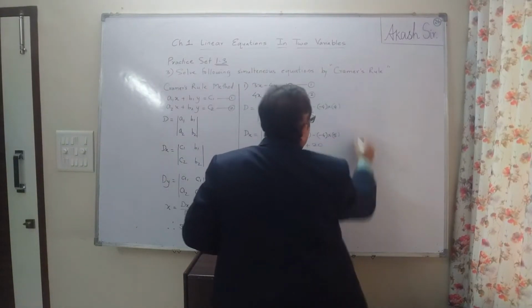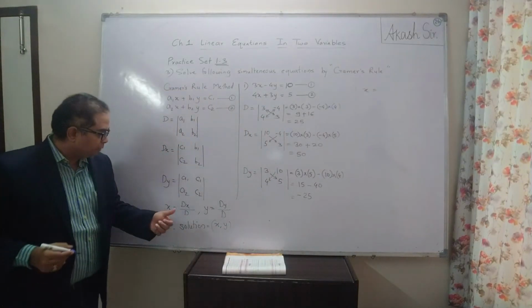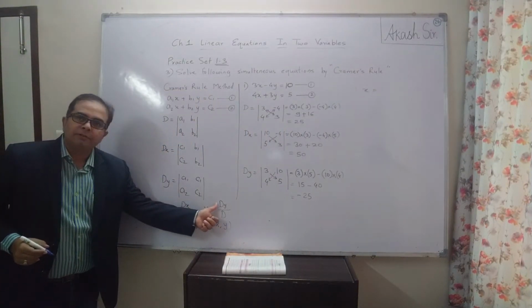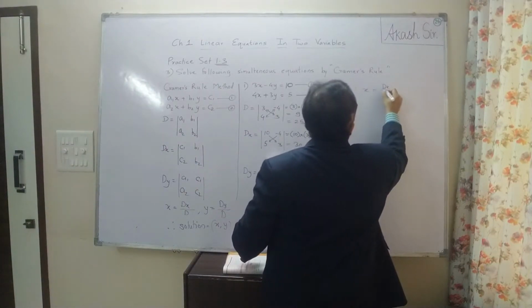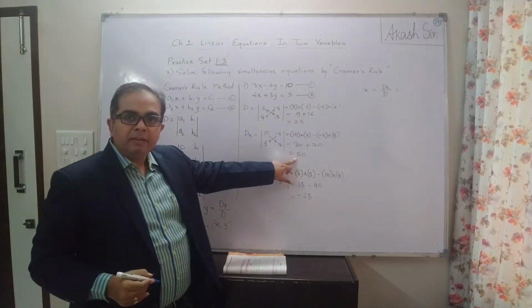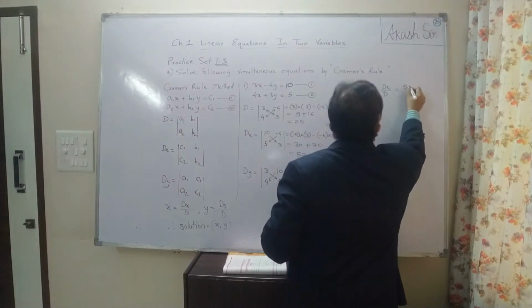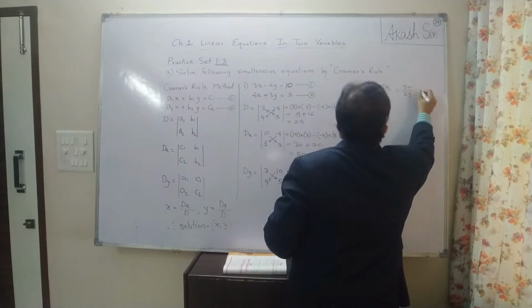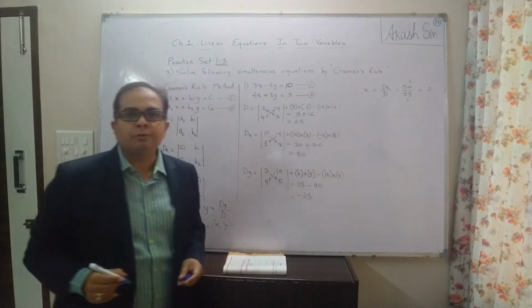Now the formula for x and y. What are the formulae for x and y? x is equal to Dx upon D, y is equal to Dy upon D. So x is equal to Dx upon D. How much is Dx? It is 50, upon D is 25. So 50 upon 25. 25 2s are 50. So the answer is 2.